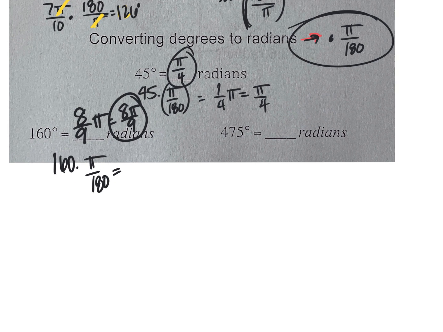So we just aren't supposed to mess with the pi. Keep the pi out. Can it just be 8/9 pi? Yep. 475 degrees. 475 times pi over 180. Leave the pi out. So this time I'm really doing, I flipped those around, didn't I? 475 divided by 180. What's that getting us? 36. Wow, 95/36 pi. That's disgusting.